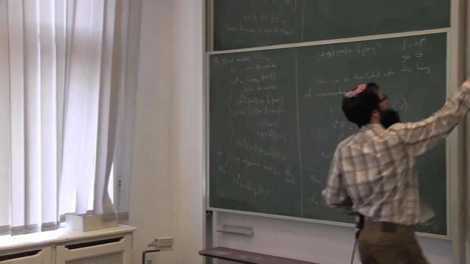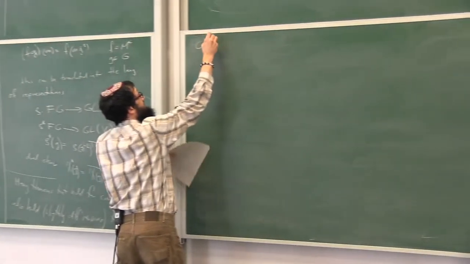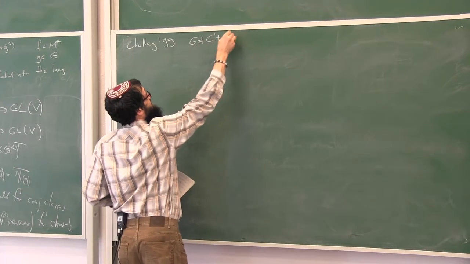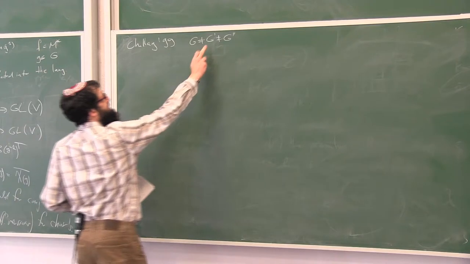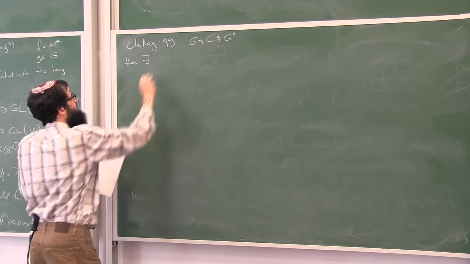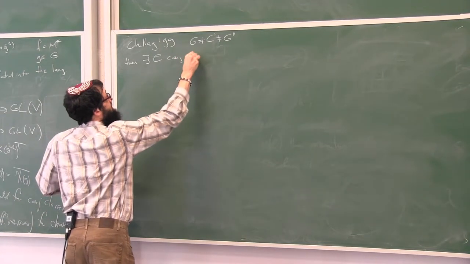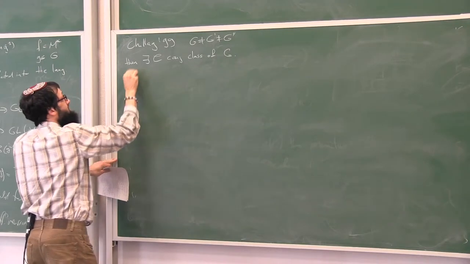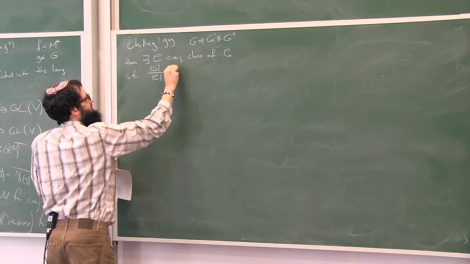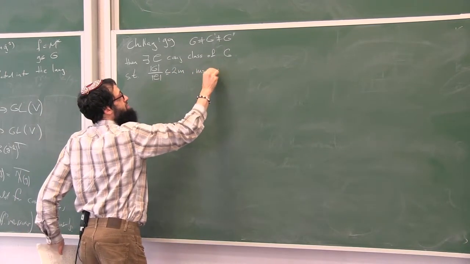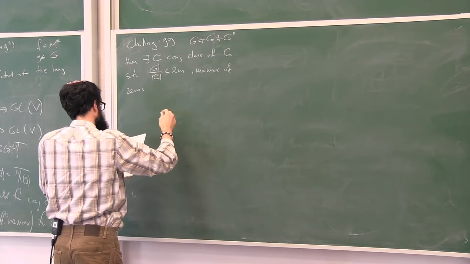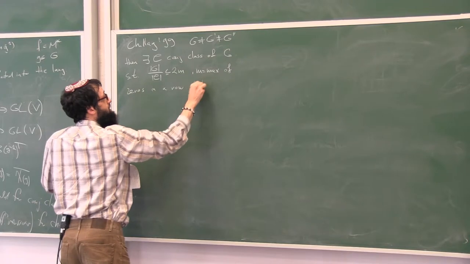I give you now two instances. One is when they are the same, a result by Chillag, 99. So if G is not perfect and G prime is also not perfect, then there exists a conjugacy class C of G such that this is at most 2m, where m is the maximum number of zeros in a row of the character table.